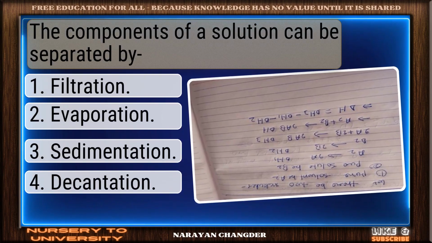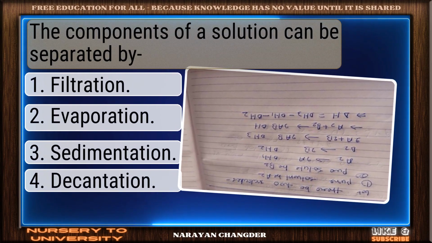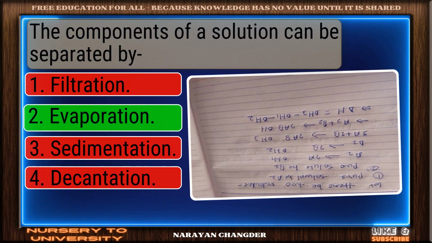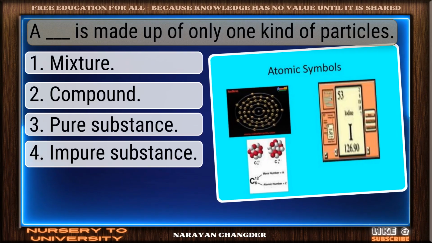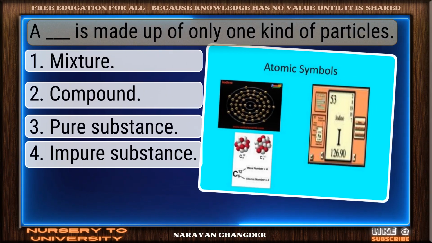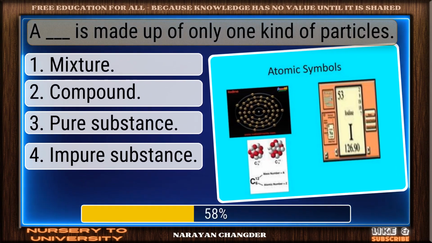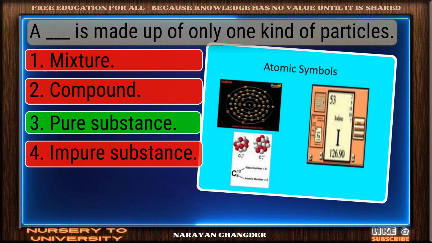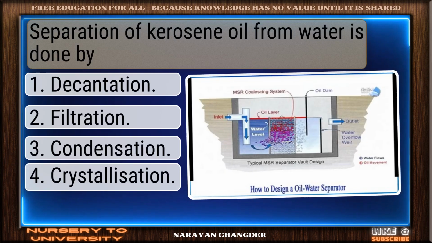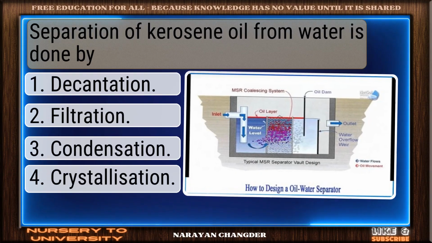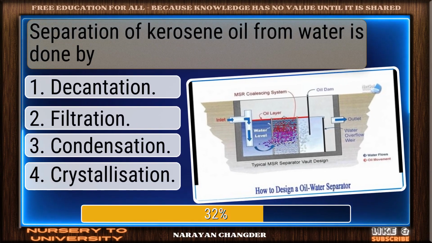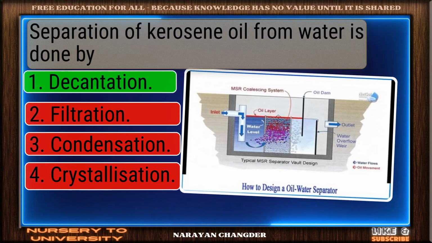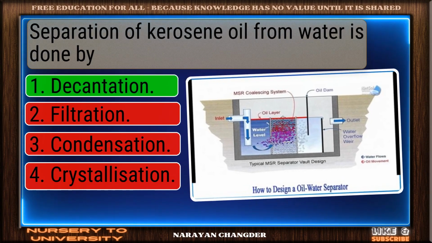The components of a solution can be separated by. Nicely done. Evaporation is a solid answer. A dash is made up of only one kind of particles. Good job. Your answer, pure substance, works well here. Separation of kerosene oil from water is done by. Nice selection. Decantation is the correct and valid answer.